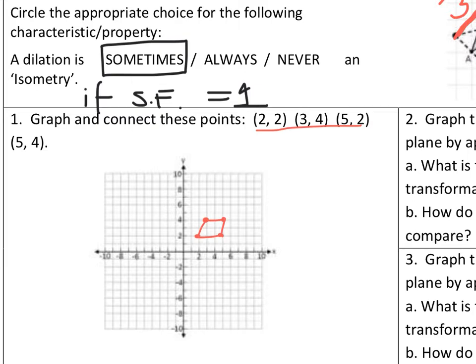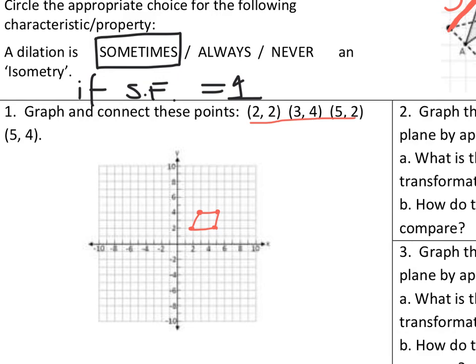So step number 2, graph the image on the same coordinate plane applying a scale factor of 2. That means I'm going to take all of these ordered pairs and multiply them all by 2. So what I end up with is (4, 4), (6, 8), (10, 4), and (10, 8). And I'm going to graph those as well.